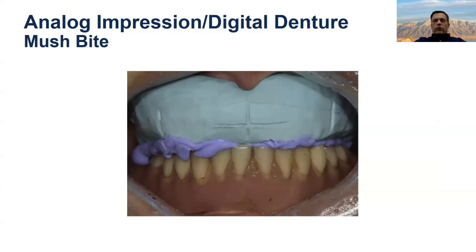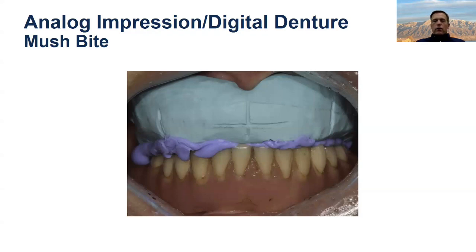If you do that workflow, then you're going to a bite block appointment next, unless you decide to do a mush bite. This is a picture of a mush bite. What that is: you get some medium viscosity dental putty, usually a 2-part, mix it up and put it in the patient's mouth, and have them bite down slowly until they hit the vertical dimension of occlusion. Then you'll want to contour the bite so that it doesn't distort the patient's face, because it'll serve as the bite block for your laboratory as they're designing the case.